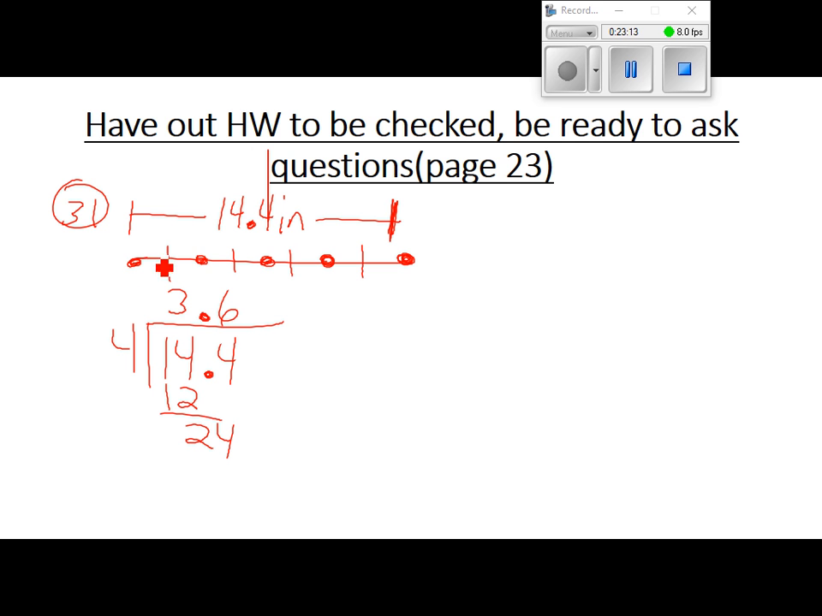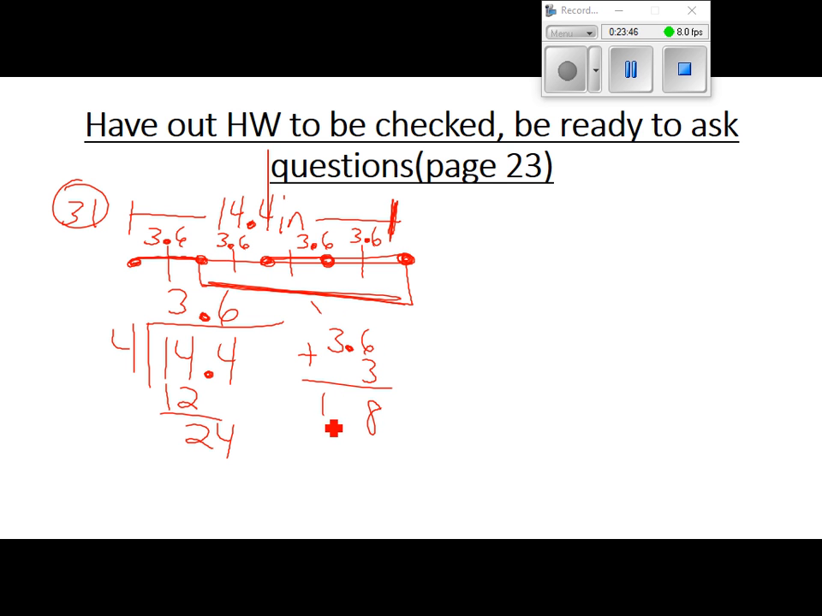So what's the length of this segment from here to there? 3.6. How about this one? 3.6. How about this one? This one? What'd they ask us to find? Q to T. So that's from here to there. How many of those 3.6s do I need? 3 of them. So what am I going to do to find that whole length? Add or multiply, either one. Does that look right? 10.8 inches.